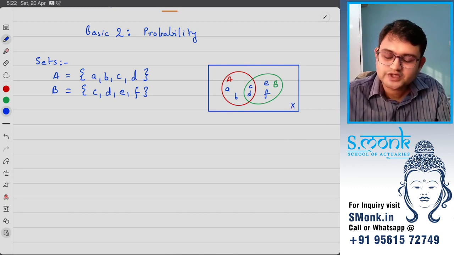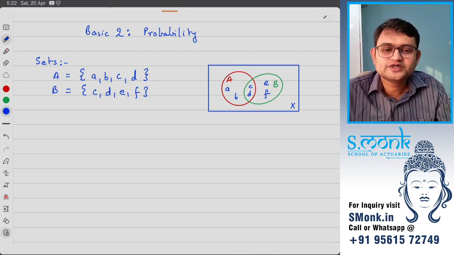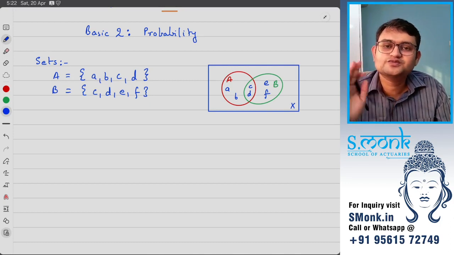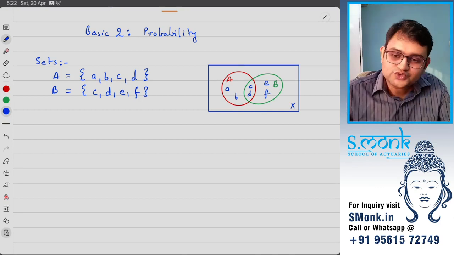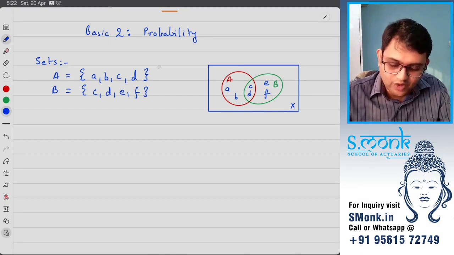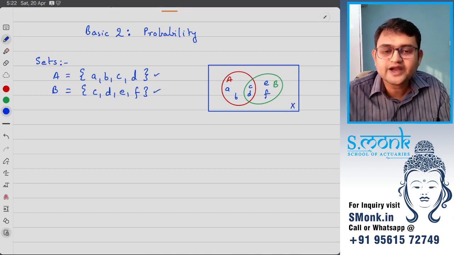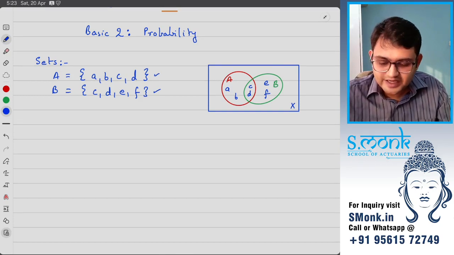This big box, the blue box, is called a universal set, usually represented by X or U or S. These are the terms we usually use for a universal set. A universal set contains everything that is possible in the universe. Whenever we are dealing with a problem, let's say one where I have 2 sets and 6 letters, all of those 6 letters will be inside the universal set X.